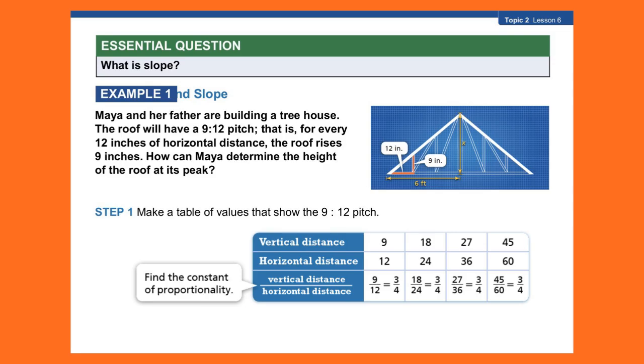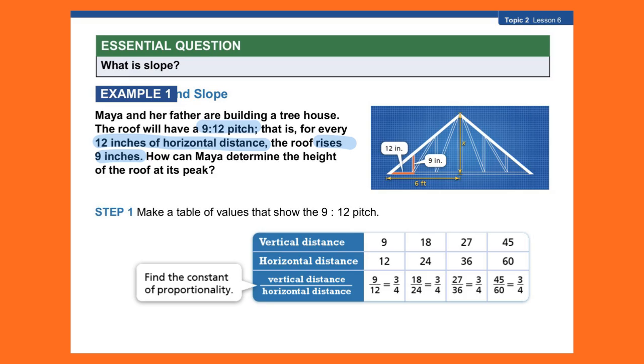It says Maya and her father are building a treehouse. The roof will have a 9 to 12 pitch, that is, for every 12 inches of horizontal distance, the roof rises 9 inches. How can Maya determine the height of the roof at its peak? So first you can always make a table.